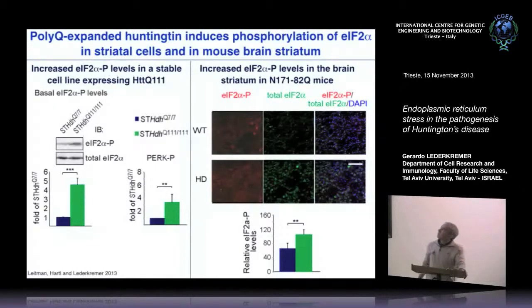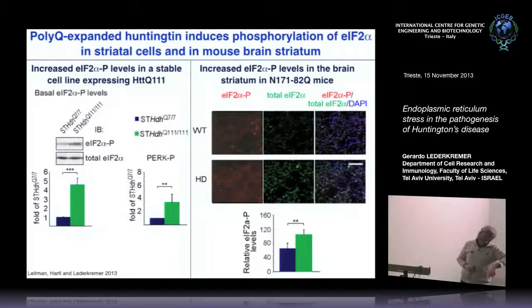What about mice? So here we looked at a mouse model of Huntington's disease expressing, again, a polyglutamine form of the Huntington. And, well, I don't know if you can see, these are brain sections, looking at the region of the striatum of the brain, and normal mice versus this Huntington's model. And you have a significant increase also in the phosphorylation of eIF2 alpha in these Huntington model mice.